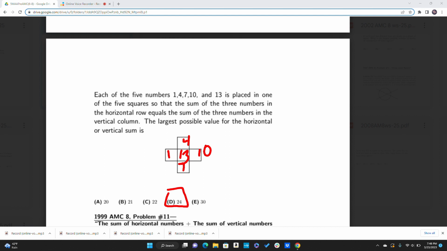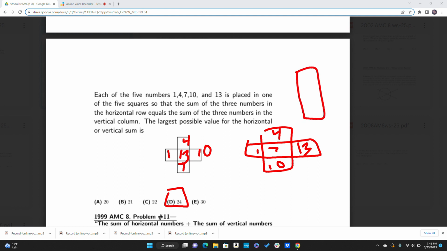Okay, well, if we put the 10 in the middle, that already doesn't work, right? Because 4 plus 7 won't add up to 11. There's nothing that's going to add up to the 13 on one of the ends. So 10 can't be in the middle. What about 7? If 7's in the middle, then we've got 4 and 10 and 1 and 13. Well, that adds up to 21, right? So that's not as good as when 13 was in the middle.